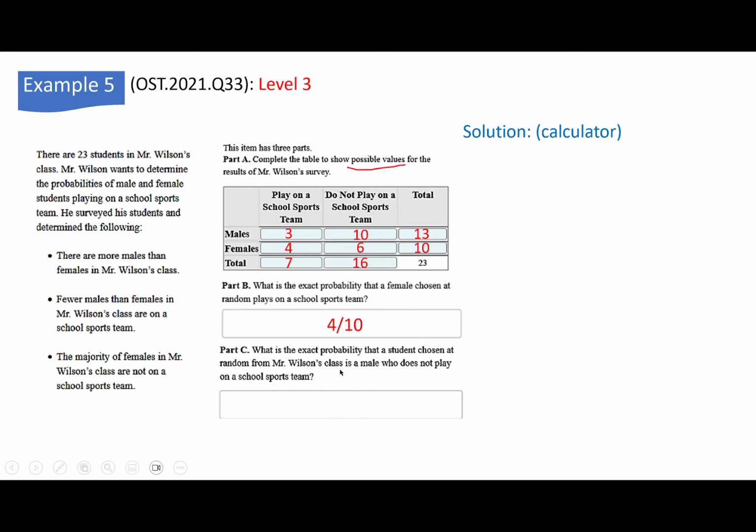C, what is the exact probability that a student chosen at random from Mr. Wilson's class is a male who does not play on the school sports team? We are selecting now 1 out of the 23, and it's a male who does not play, which is 10. 10 out of 23.